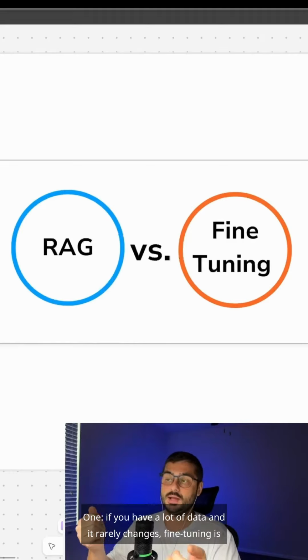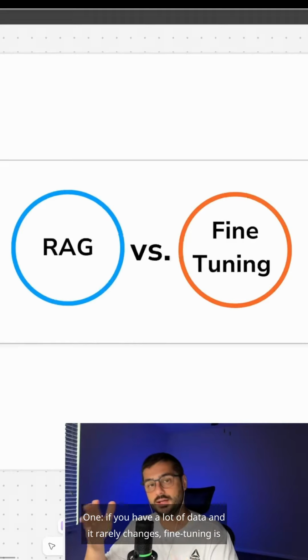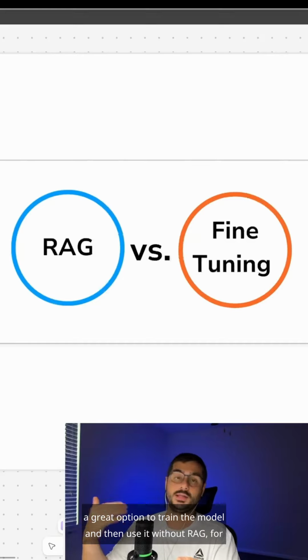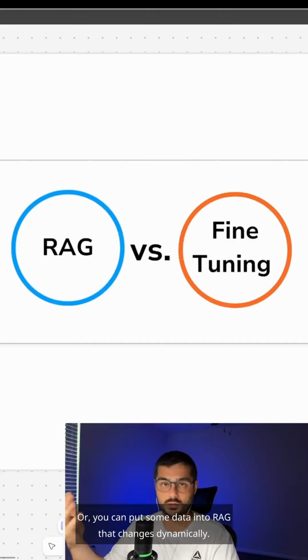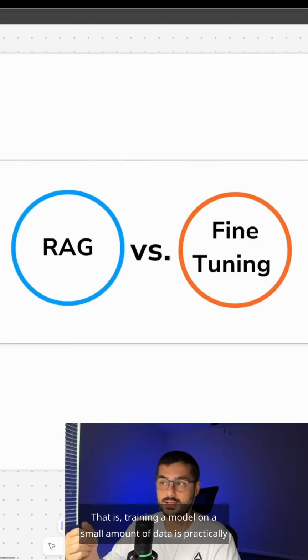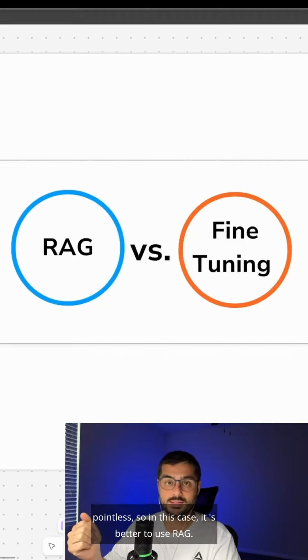So, this way, you end up with two possible approaches. One, if you have a lot of data and it rarely changes, fine-tuning is a great option to train the model and then use it without RAG, for example. Or, you can put some data into RAG that changes dynamically. RAG is needed when you're using data that changes dynamically or when there's very little of it. That is, training a model on a small amount of data is practically pointless, so in this case, it's better to use RAG.